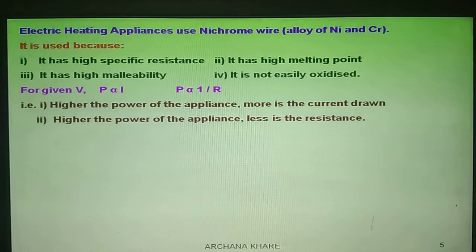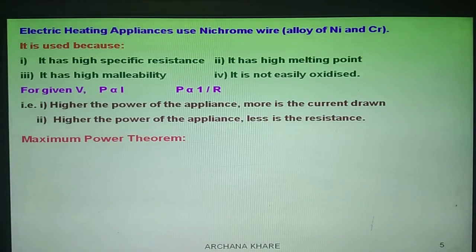it draws more current. Large power will draw large currents. And higher the power of an appliance, less is its resistance. The resistance of such appliances is much smaller. Why we took here V to be constant? Because this is the criteria of electric supply. We supply a constant voltage of 220 volts AC.